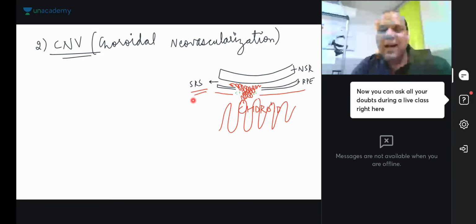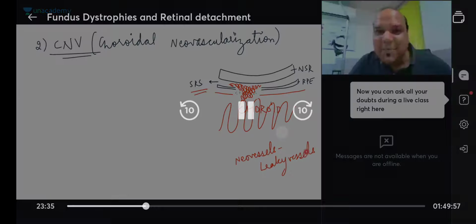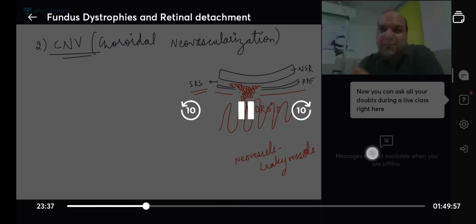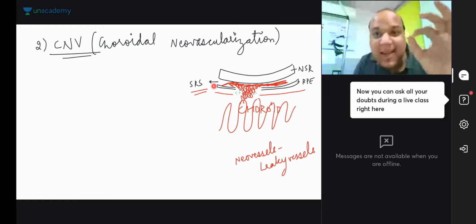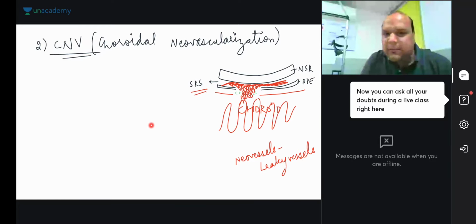Subretinal space. Now I hope you know that neo vessels are leaky vessels. Neo vessels are called as leaky vessels. Why are they called as leaky vessels? Because they don't have the endothelium properly formed, so blood collects in the subretinal space. So I can call it subretinal hemorrhage. Now, slowly, the hemorrhage which has occurred will start getting absorbed. It will start getting absorbed by the formation of a membrane. Yes or no? Fibrovascular membrane.